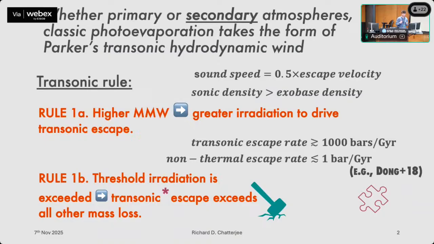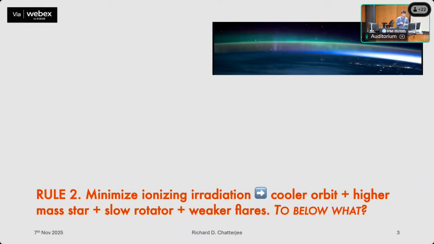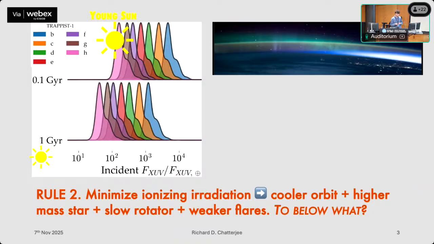So it's the first port of call if you want to assess your prior on whether we should retain an atmosphere. Do we have enough irradiation to drive transonic escape? So even without knowing this, we just want to minimize ionizing irradiation. It strips away atmosphere, so we want to be on a cooler orbit around a higher mass star, something that started off slowly rotating and hopefully weaker flares. But how low do we need to go to be able to retain a secondary atmosphere?